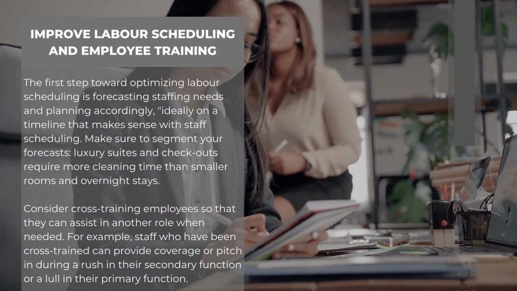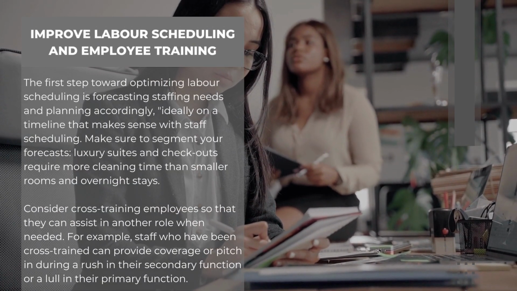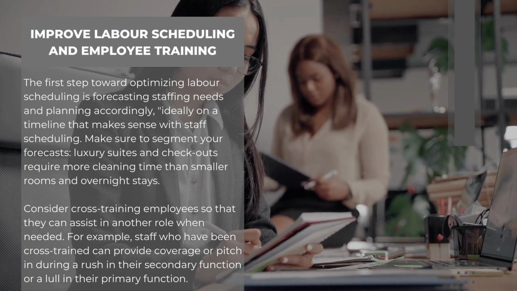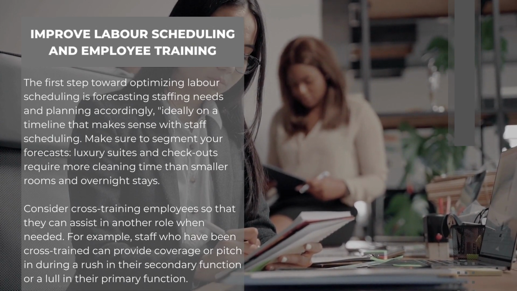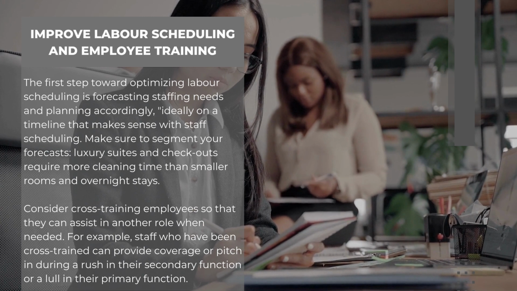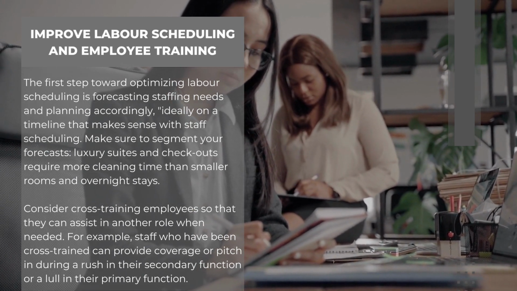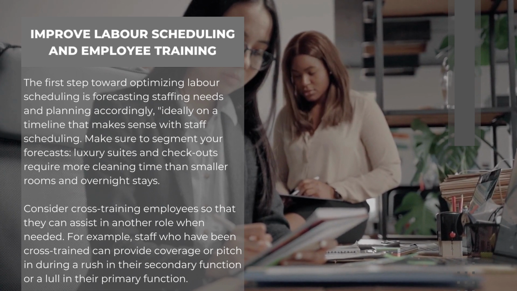The first step toward optimizing labor scheduling is forecasting staffing needs and planning accordingly, ideally on a timeline that makes sense with staff scheduling. Make sure to segment your forecasts. Luxury suites and checkouts require more cleaning time than smaller rooms and overnight stays.